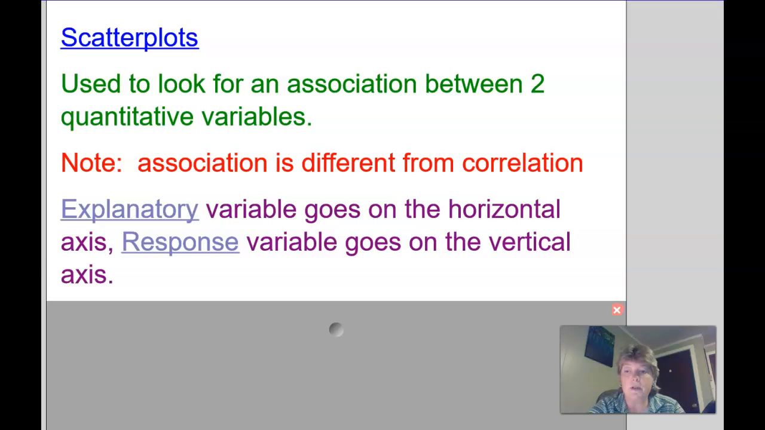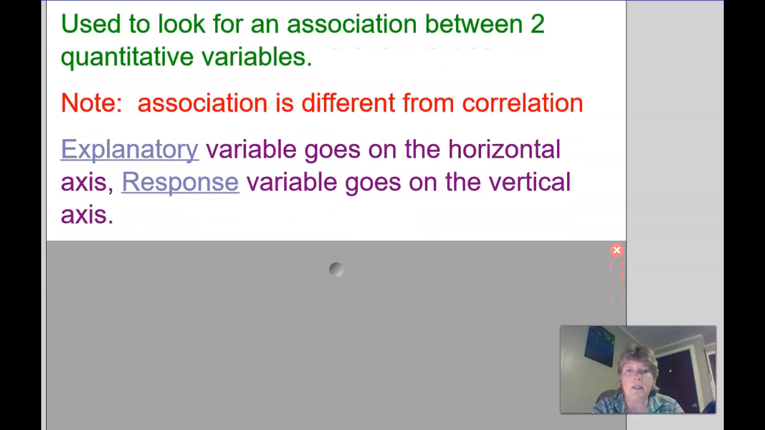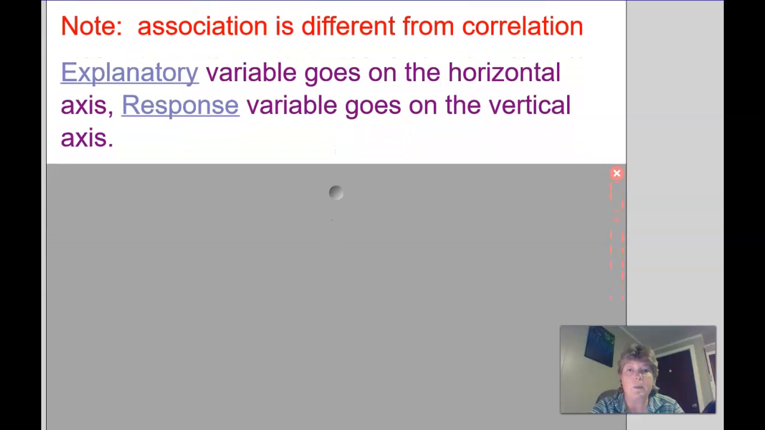So just a couple of things. You're going to see these terms explanatory variable and response variable. The explanatory variable, when you make your scatter plot, is the one that's going to go along the horizontal axis, which you may think of as the x-axis from algebra. And the response variable is going to be the one that goes along the vertical axis.